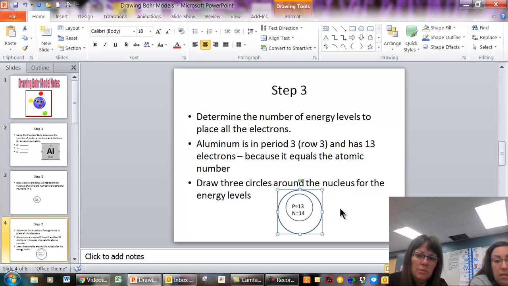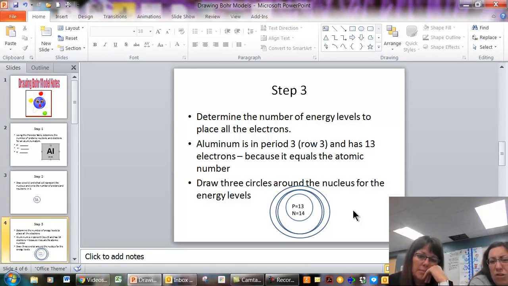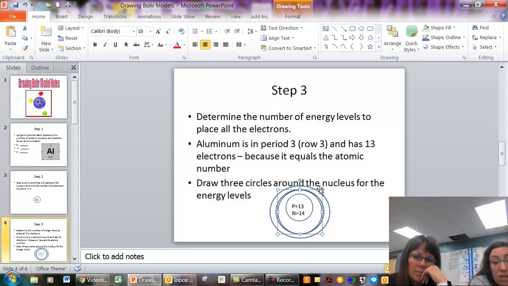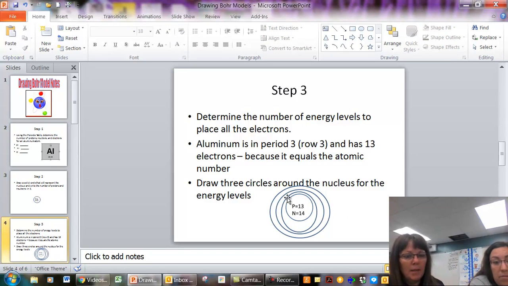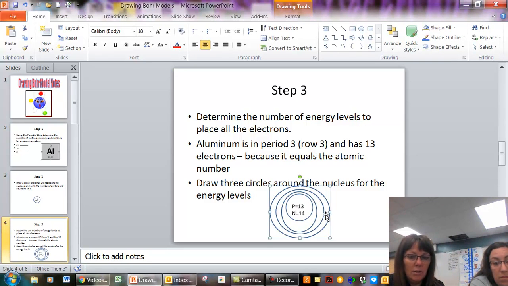So I'm going to draw 3 of these. Get them just a little bit bigger on there. Move that second one just a little bigger. And you should be drawing this in your notebook, so you have the idea. So 3 circles on the outside to represent the 3 energy levels that aluminum has. That's step 3. Now I'm going to select all that, because now we do the next step. Control copy that. And we go on to step 4.